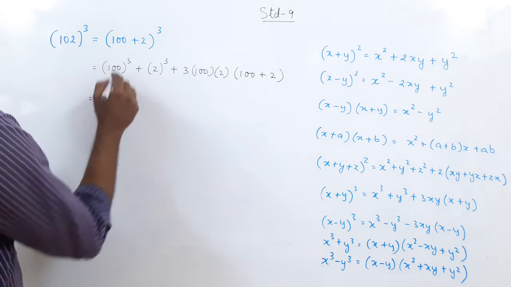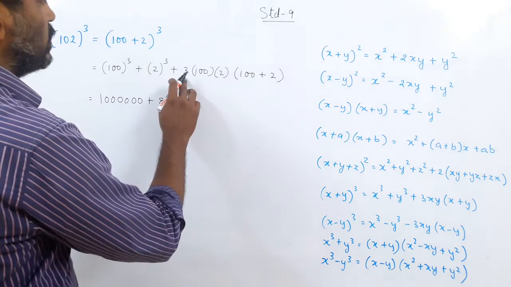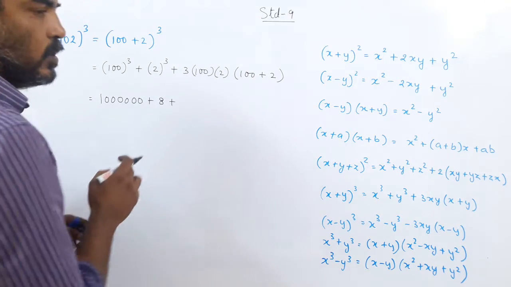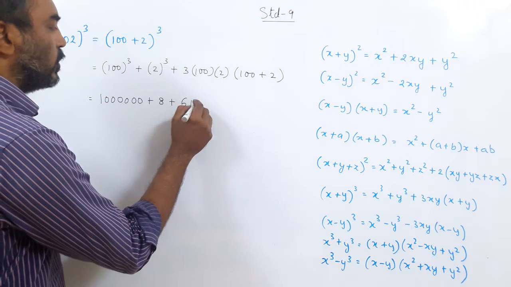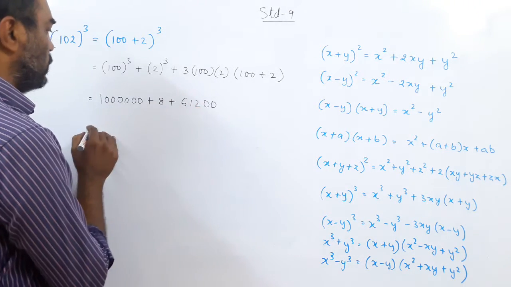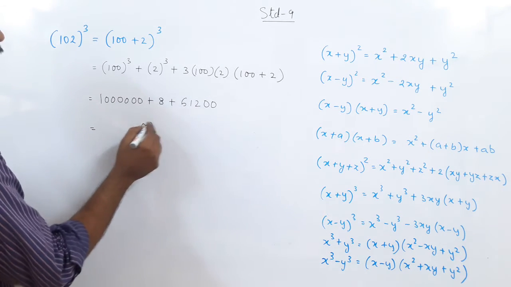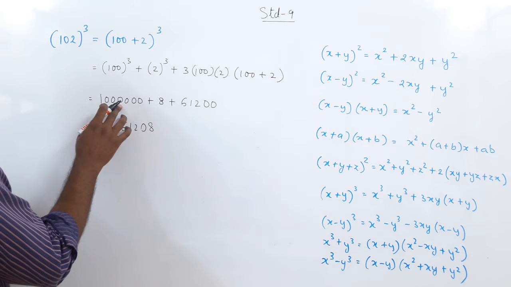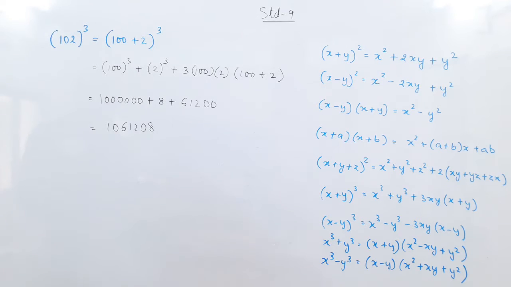So what do you get? 100 cube is 2, 4 and 6 zeros. 2 cube is 8. Now this is 3 twos are 6 into 100, and this is 102. So first you do 102 into 6. What do you get, 102 into 6? Yes, 612, and these 2 zeros added. So at the end we have 8, then a 0, then 612. So I get 612,08, 5 digits, 612,080. So this is the answer I get directly by using the formula.